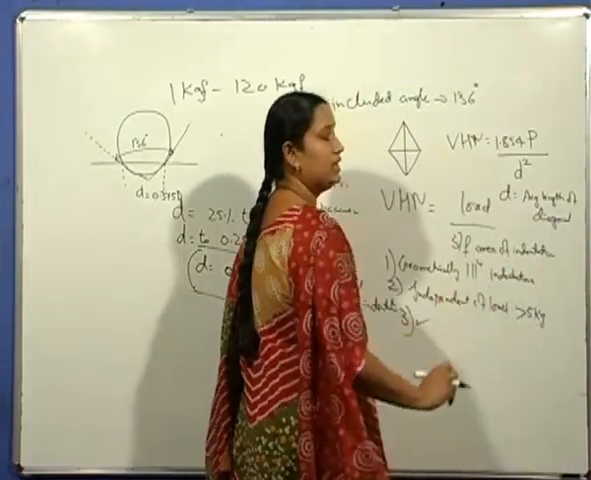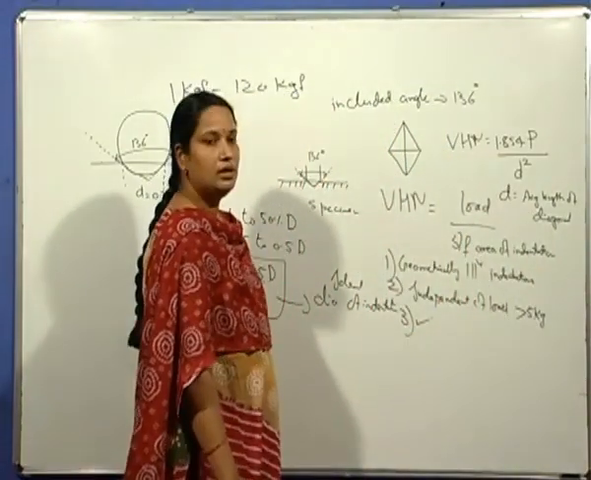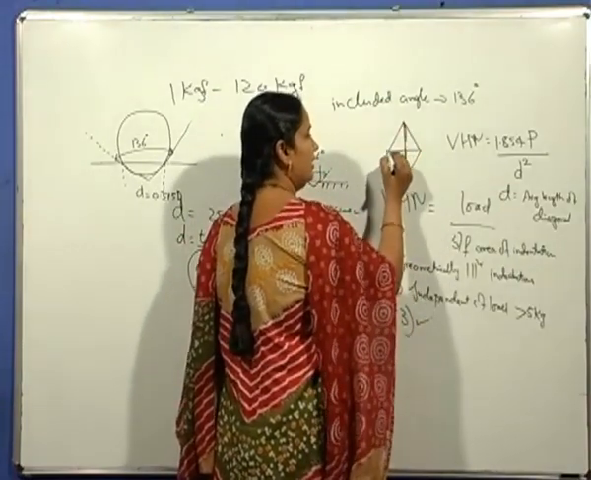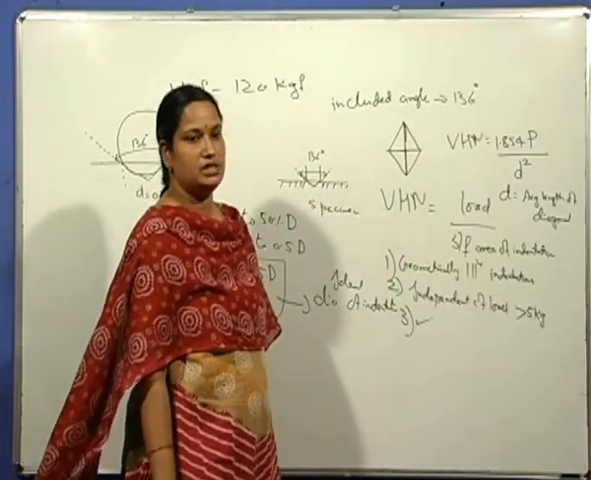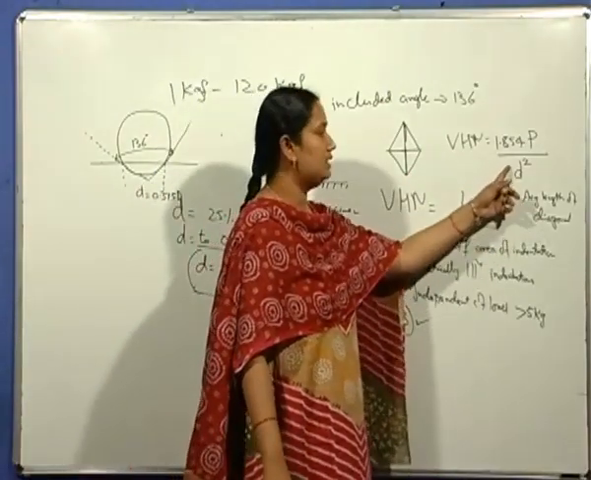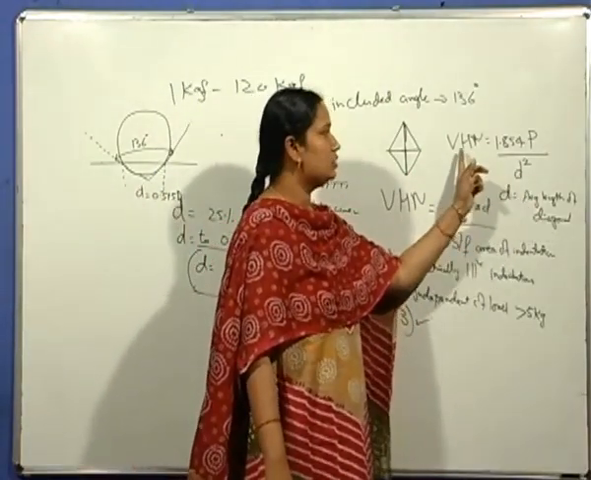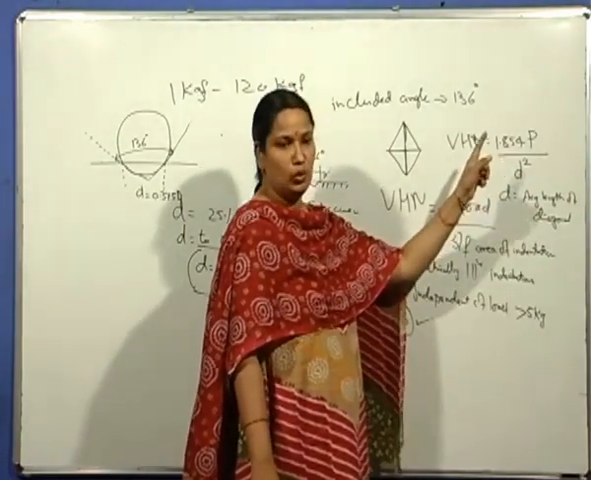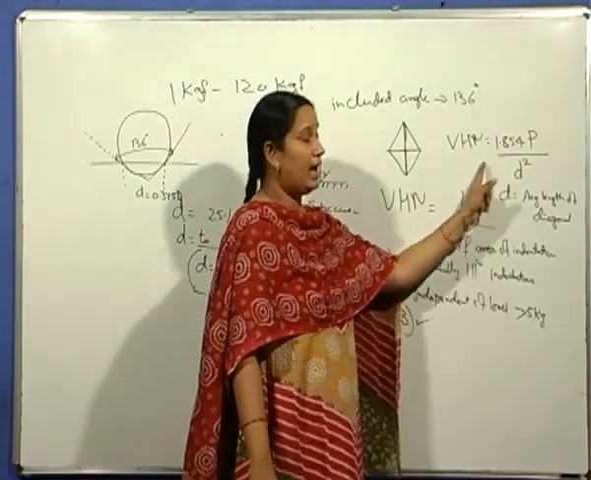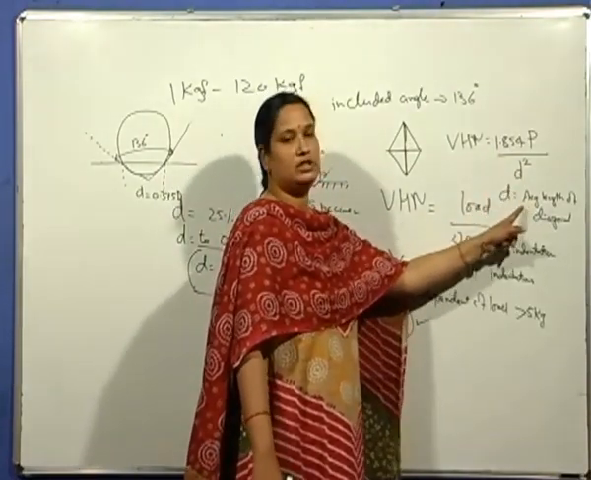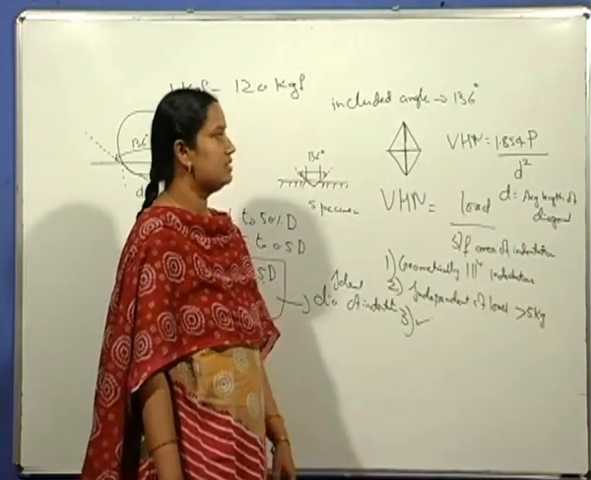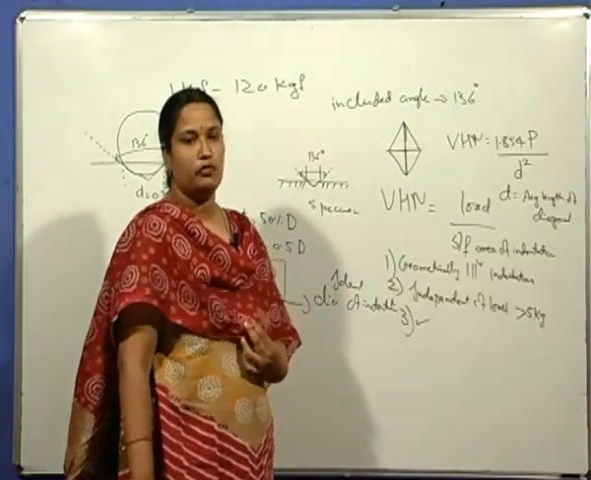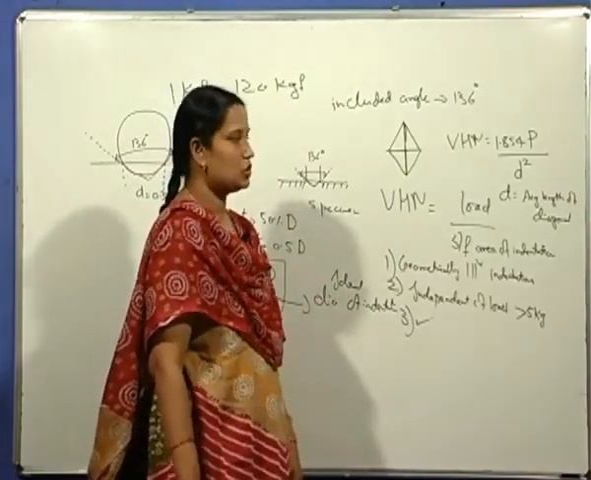So in the case of Vickers hardness, one has to measure the two diagonals, this diagonal and this diagonal, and take the average of these two diagonals, the square of which is there in the denominator. So Vickers hardness number is equal to a constant, that is 1.854, into load by the square of the average length of the diagonal. The units for Vickers hardness number are similar to that of Brinell's, that is kg by mm square.